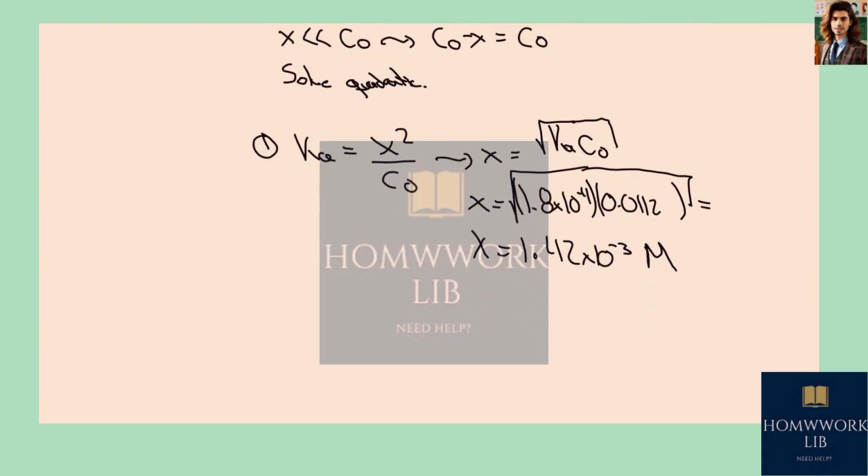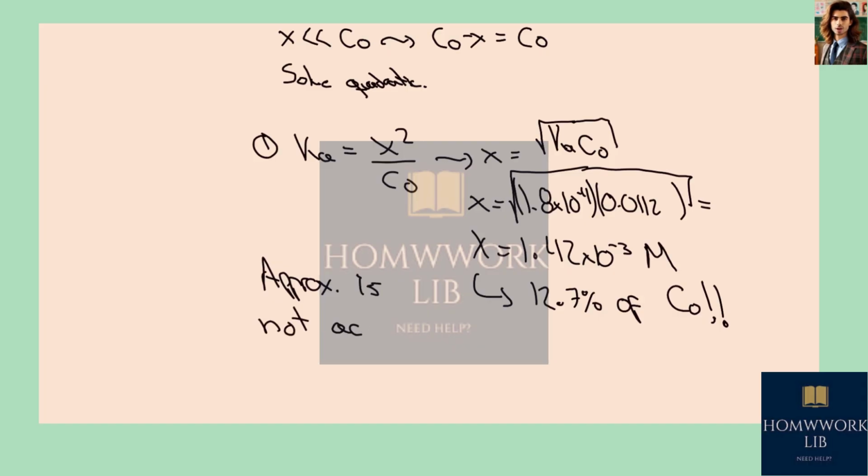As you can see, if we compare this value with C0, this represents essentially 12.7% of the initial concentration. So this is not going to be accurate. That means that the approximation is not accurate enough.